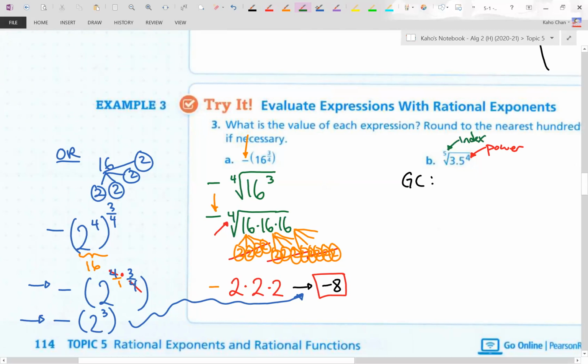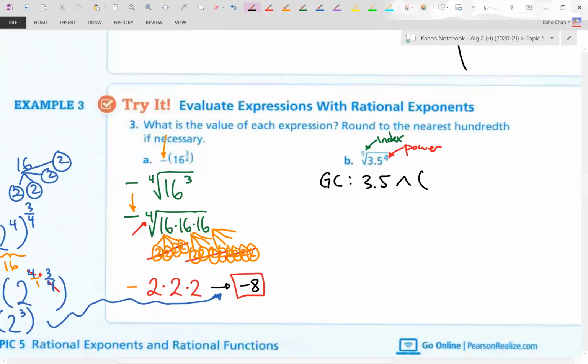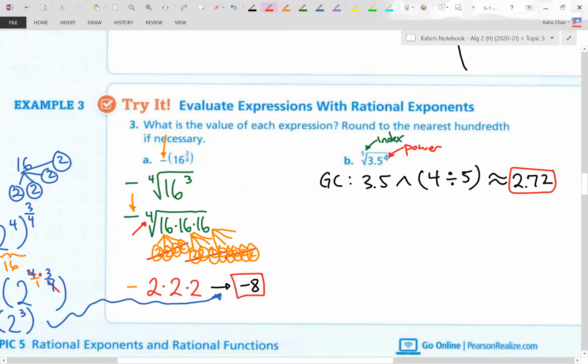Okay, so this is just basically on the calculator. 3.5 to the power of, and use parentheses. Don't use the ABC button. I don't trust it that much, depending on which manufacturer's ABC button. I would use parentheses and a division symbol. 4 divided by 5. And when you punch that all in, it will approximately give you 2.72 when you round to the nearest hundredth. Okay? So that's using fraction powers.